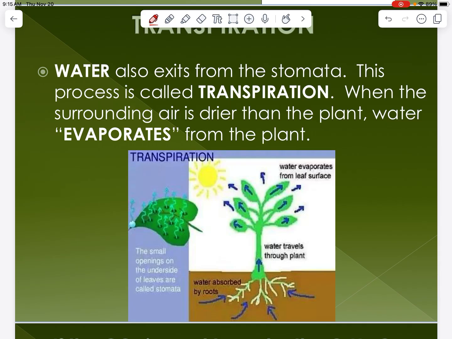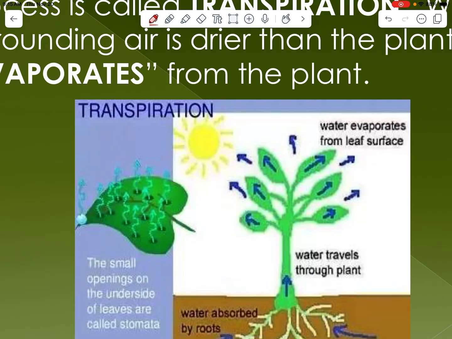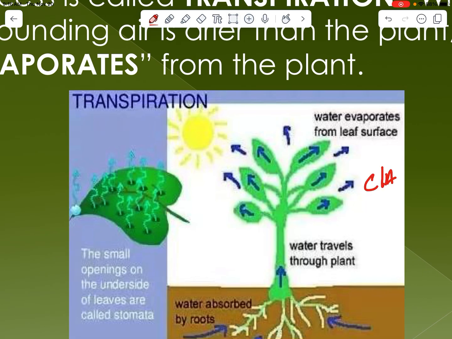So it's not really a sucking, the plant pulling it up, but more of a push. The atmospheric pressure will push down on that fluid. It's kind of like a straw in a sense. When you pull the air out of that straw, atmospheric pressure will push that volume through the straw. And that's kind of what we see here. So small openings in the underside of the leaves are called stomata. When the water evaporates from the leaf, water travels through. So this was the class demo.